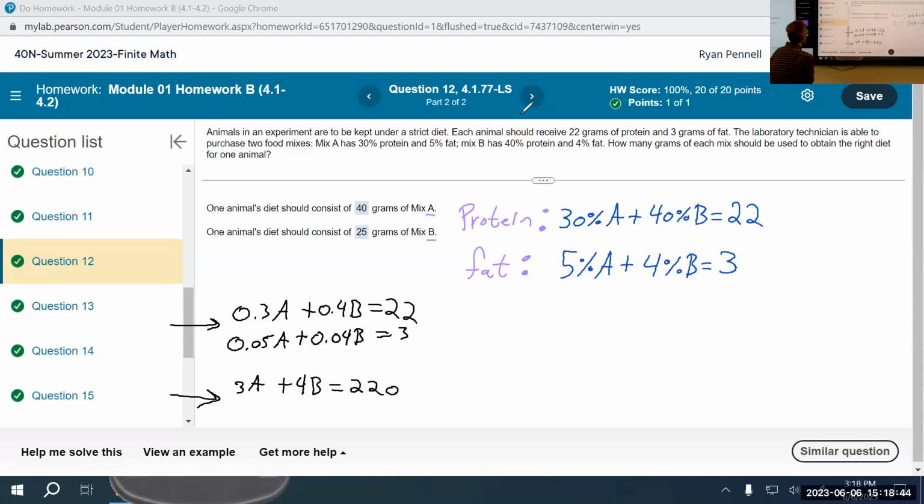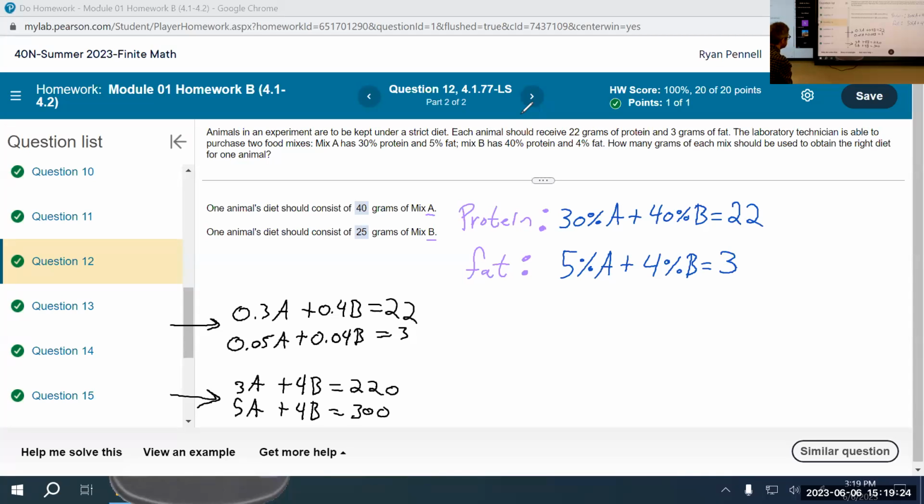I personally like dealing with whole numbers if I can, but it's up to you. For the next one, I have to watch out because it looks like I have to move it twice. So that's going to become 300. So that's 5A plus 4B equals 300. At least everything is whole numbers. That's kind of nice.